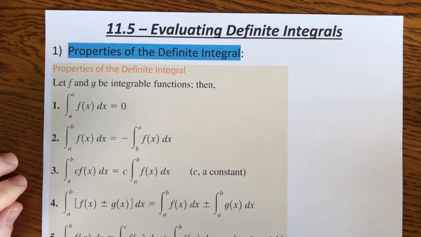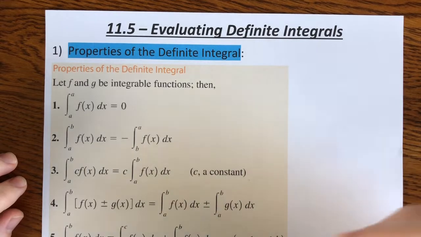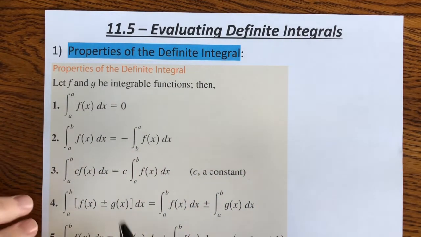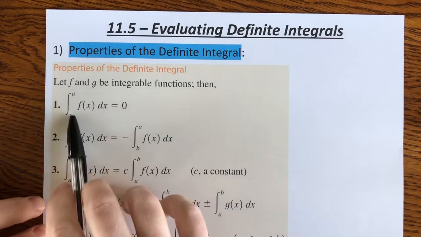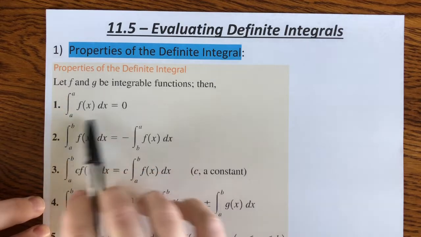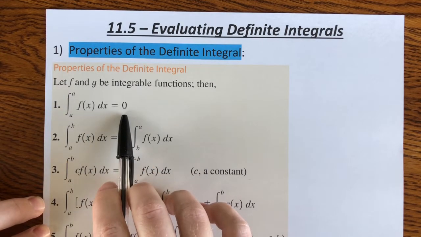Section 11.5, evaluating definite integrals. Here are 5 properties of a definite integral. Just to go over these briefly, number 1, if the limits of integration are the same, the answer is going to be 0. You haven't moved anywhere on the x-axis, so the value of the definite integral is 0.